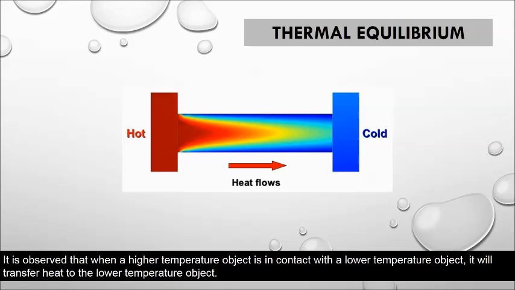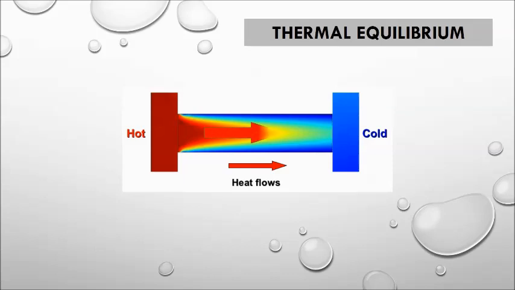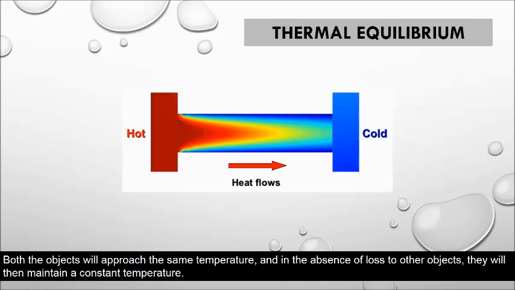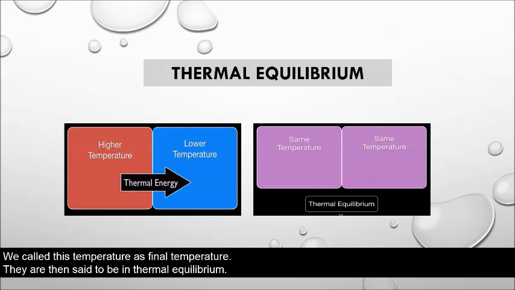It is observed that when a higher temperature object is in contact with a lower temperature object, it will transfer heat to the lower temperature object. Both the objects will approach the same temperature, and in the absence of loss to other objects, they will then maintain a constant temperature. We call this temperature the final temperature. They are then said to be in thermal equilibrium.